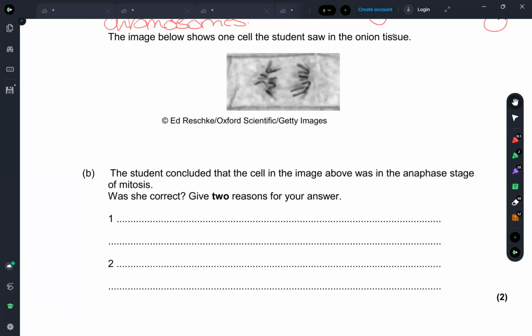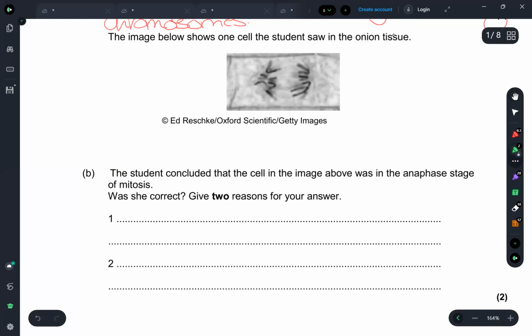What is happening? The chromosomes are in 2 groups and they've got the V shape. So let's have a look. We know in anaphase, the centromeres are dividing and the sister chromatids are being pulled to opposite ends of the pole. And we have that V shape, and we can see that V shape really nicely there.